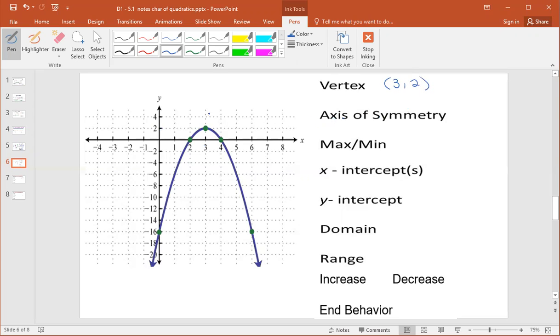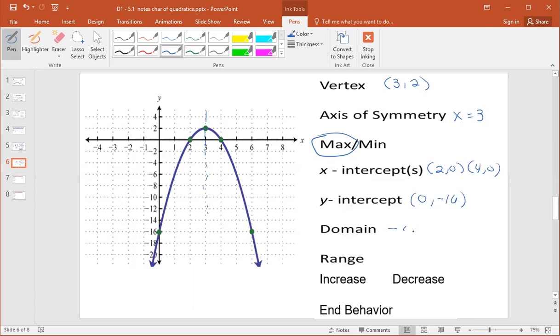The axis of symmetry then is, if I cut this right down the middle, you can see it is at the x value of the vertex, which is x = 3. This is a maximum since it is the highest point. Our x-intercepts are at 2 and 4, so that's (2, 0) and (4, 0). Our y-intercept is way down here at -16 on this graph, so that is at (0, -16).